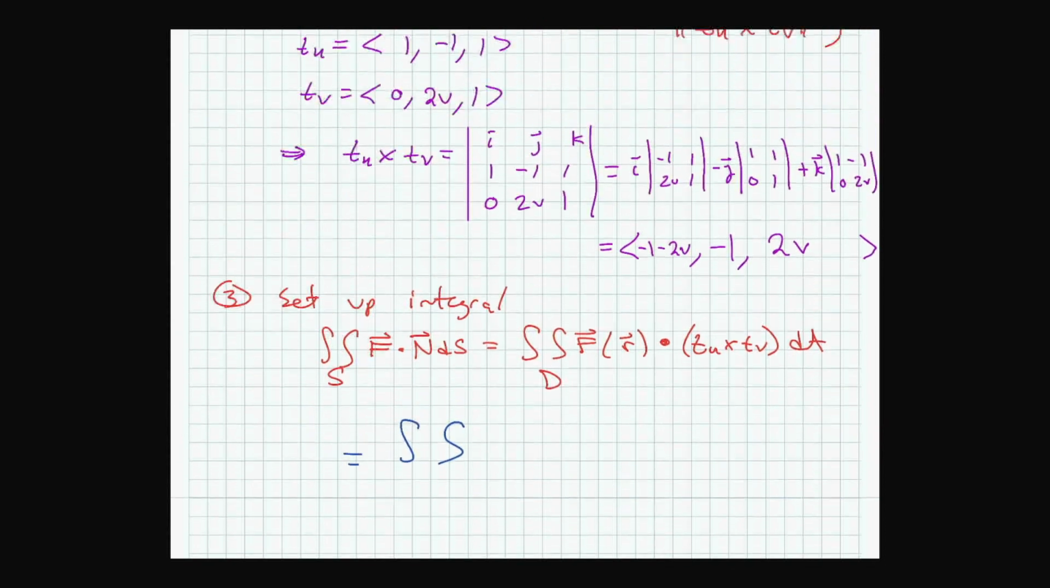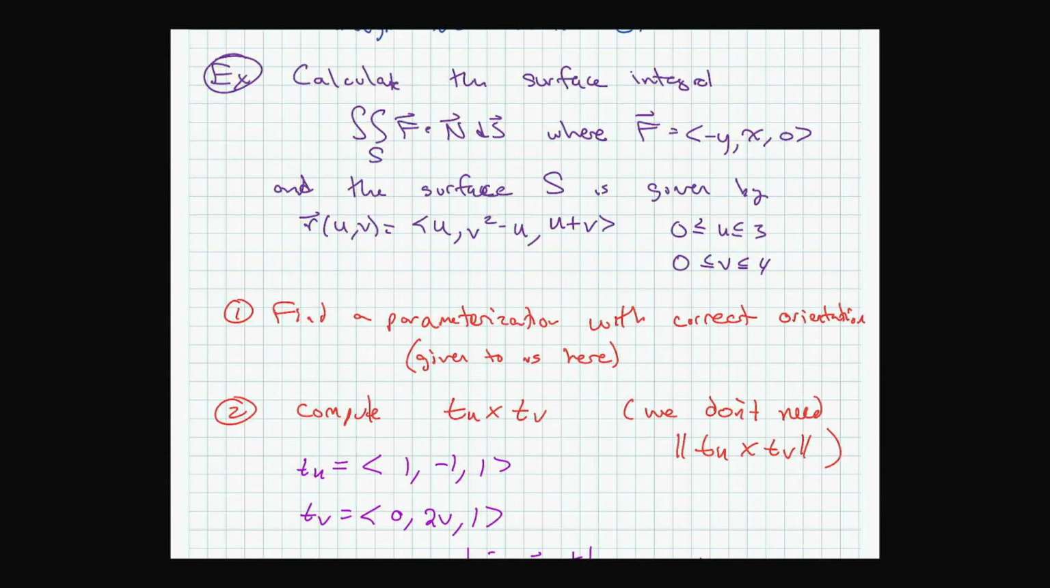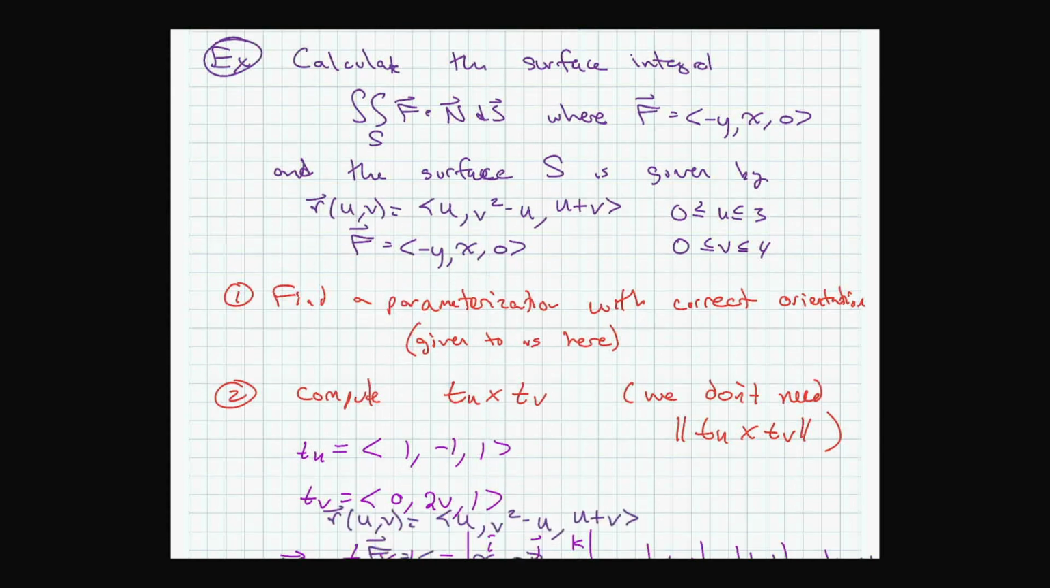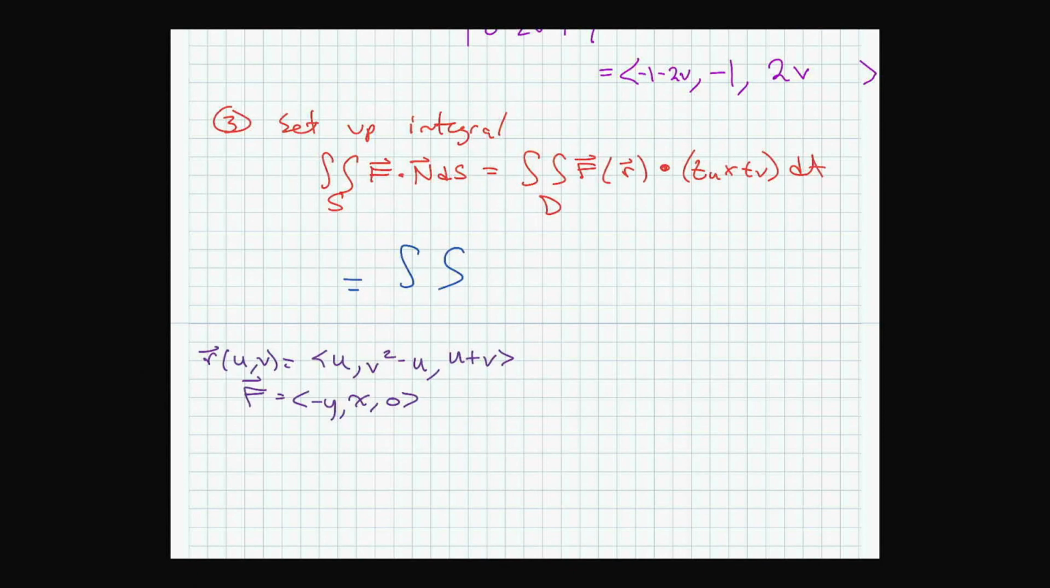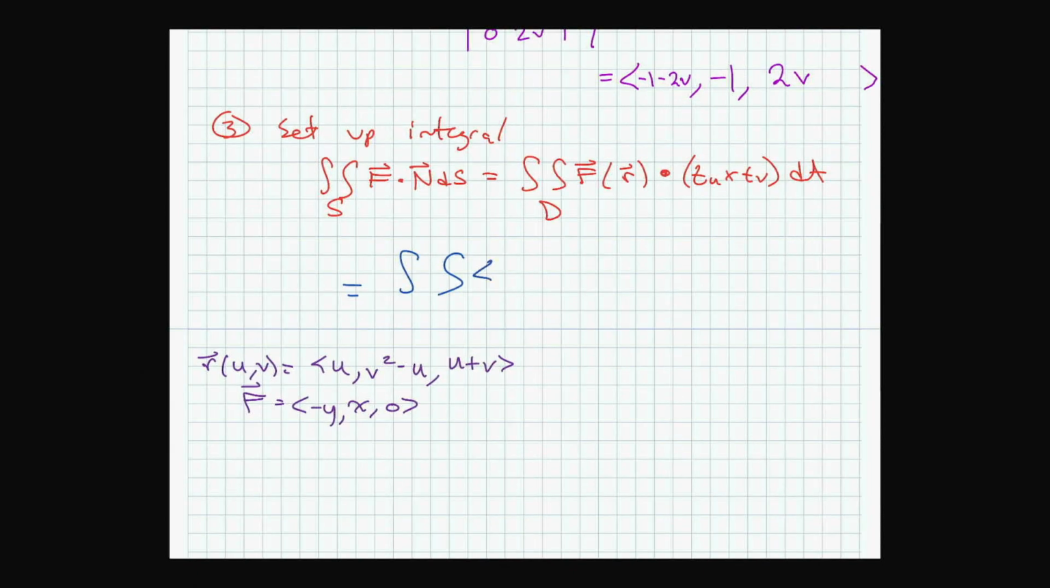So your F is up here. Let's get dF. Duplicate it, bring it down here. Let me get these together, duplicate them. I just want them together here. All right. So when we plug the parameterization in here, you have negative y. So we're plugging this in for the y. So we're going to have negative v squared minus u, comma, x, which is just u, comma, 0, which is just 0.